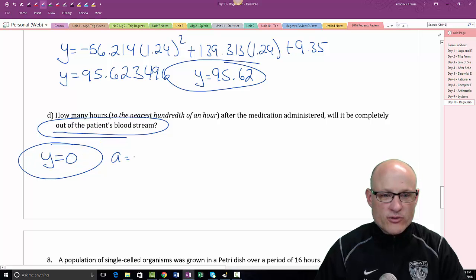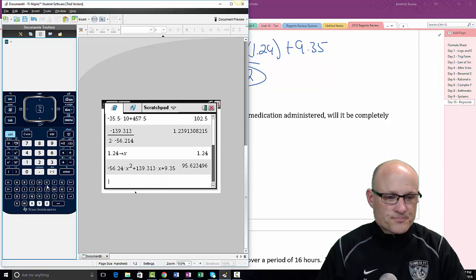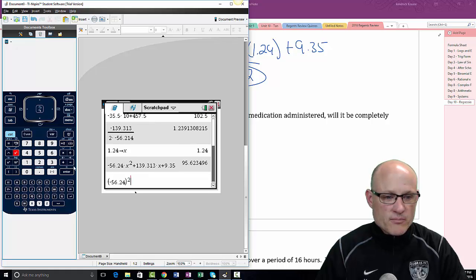So we're going to do a equals, we already know what a equals, negative 56.214. b equals 139.313, and c equals 9.35. And D is equal to b squared minus 4ac. So, parentheses, negative 56.24, parentheses squared minus 4 times 139.313.